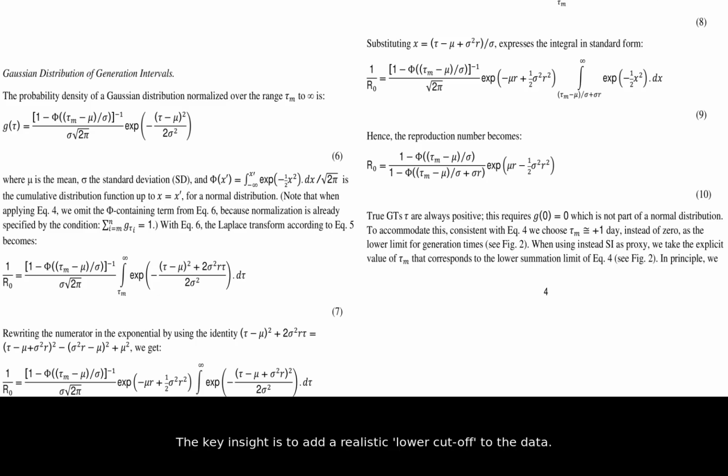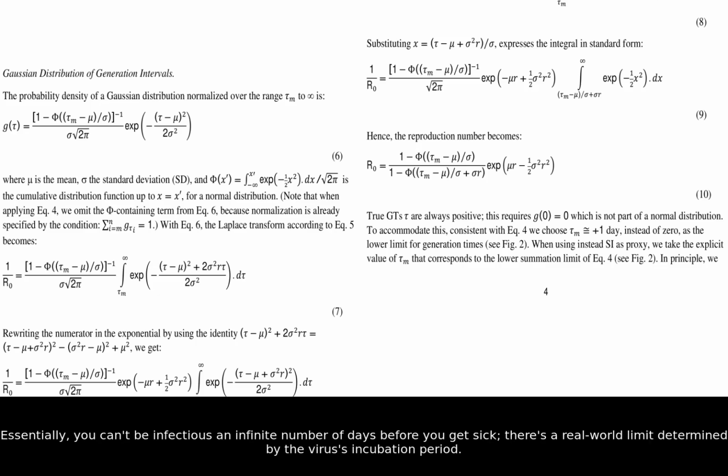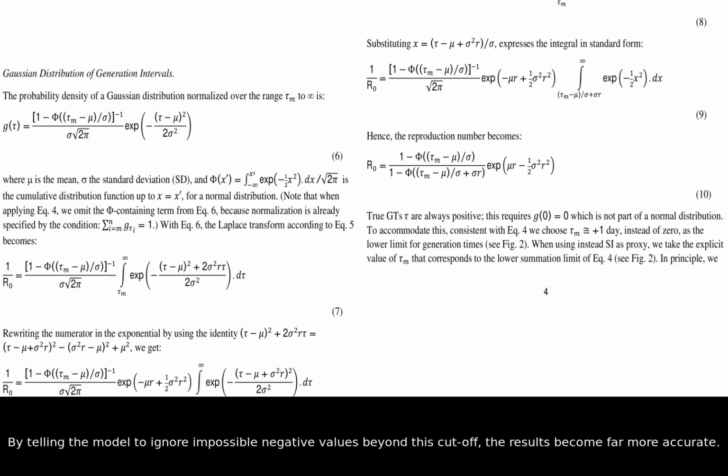The key insight is to add a realistic lower cutoff to the data. Essentially, you can't be infectious an infinite number of days before you get sick. There's a real-world limit determined by the virus's incubation period. By telling the model to ignore impossible negative values beyond this cutoff, the results become far more accurate.